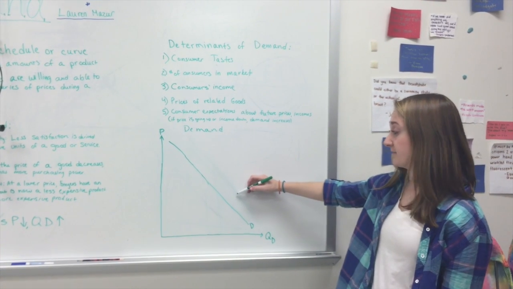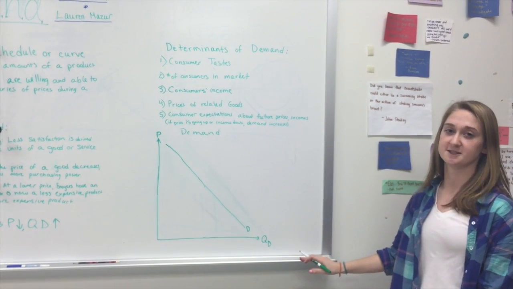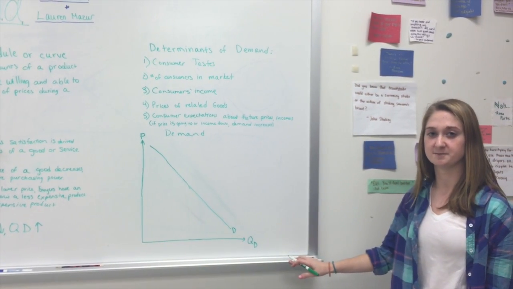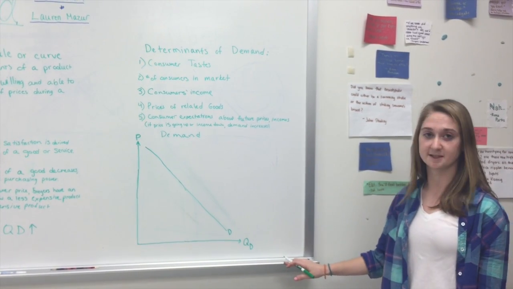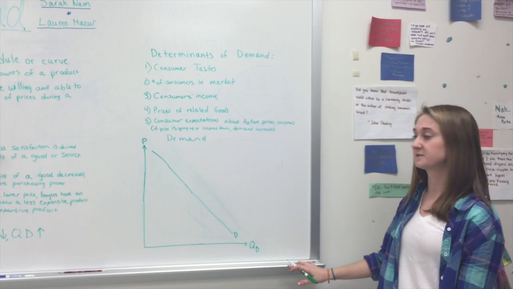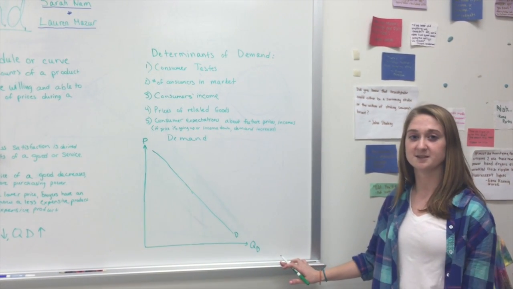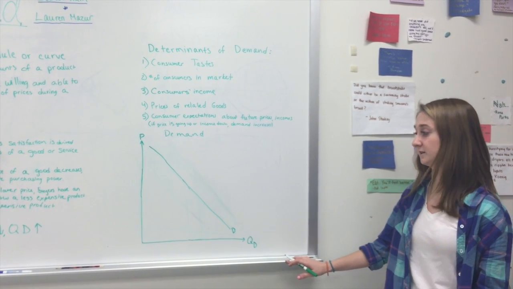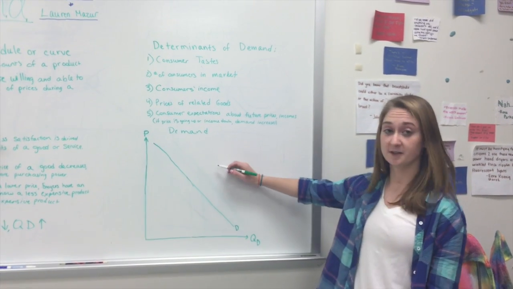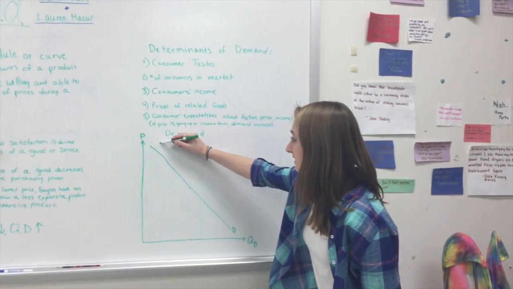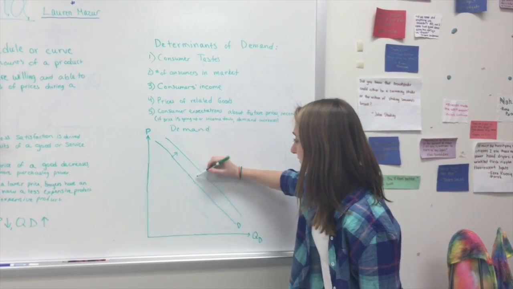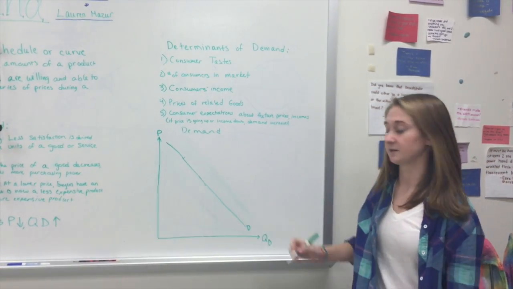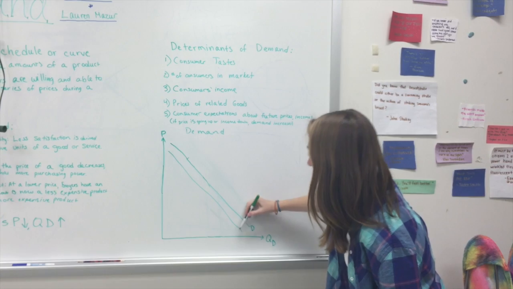So here we have a downward sloping demand curve, and we see that as price increases, quantity demanded decreases, and vice versa. But there are a few things that can shift the entire demand curve to either the left or to the right, and those things are consumer tastes, the number of consumers in the market, consumers' income, the prices of related goods, or what a consumer expects will happen to either the price of the good or their own income. So if demand were to shift to the right, we would see an increase in demand, and the curve would shift like that. Now, if the opposite were true, and demand were to decrease, the curve would shift to the left, and it would look like that.